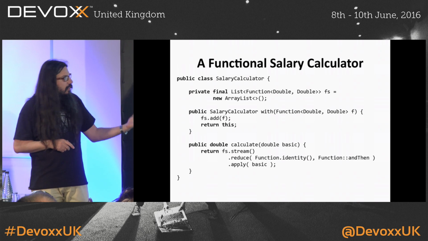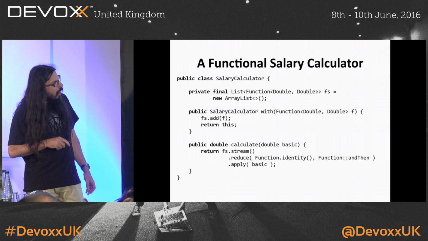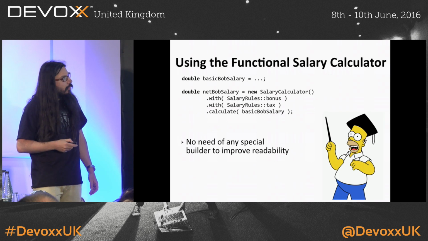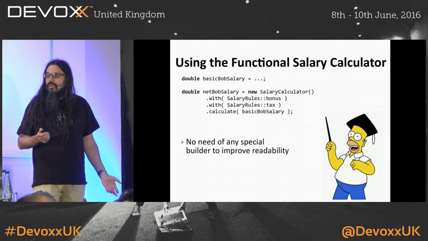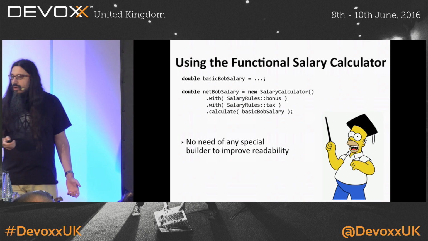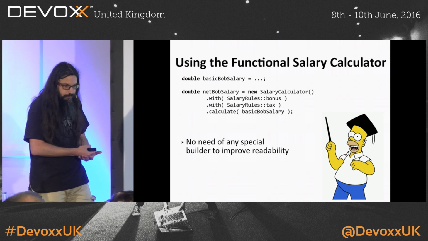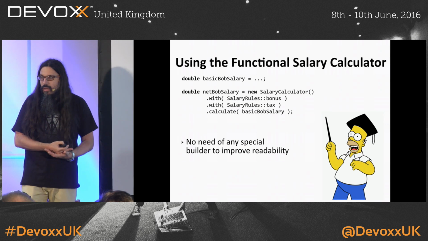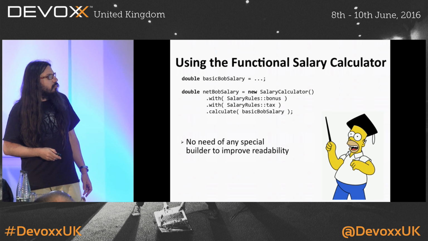Okay? The net result is that you don't have to replicate with allowance, with bonus, with tax, and have one method for each of these things. But you can read it perfectly. Because you say with bonus, with tax, same thing. Okay? But since you have the method reference in Java, the code is as readable, as self-documenting as before, but a lot less verbose.